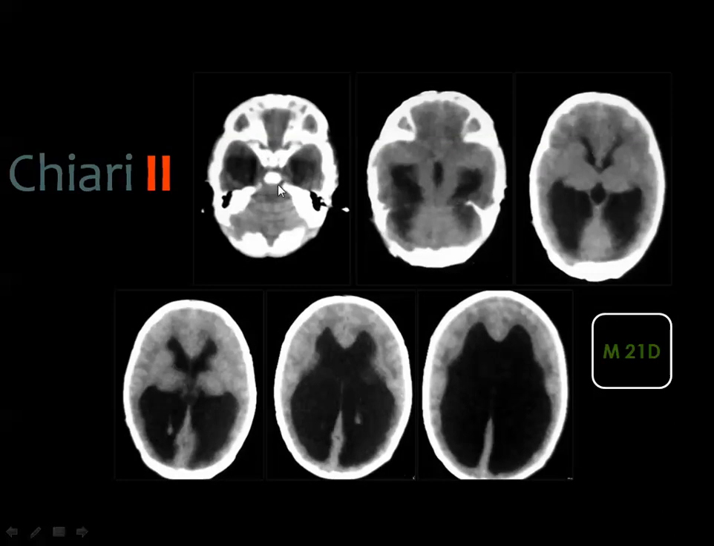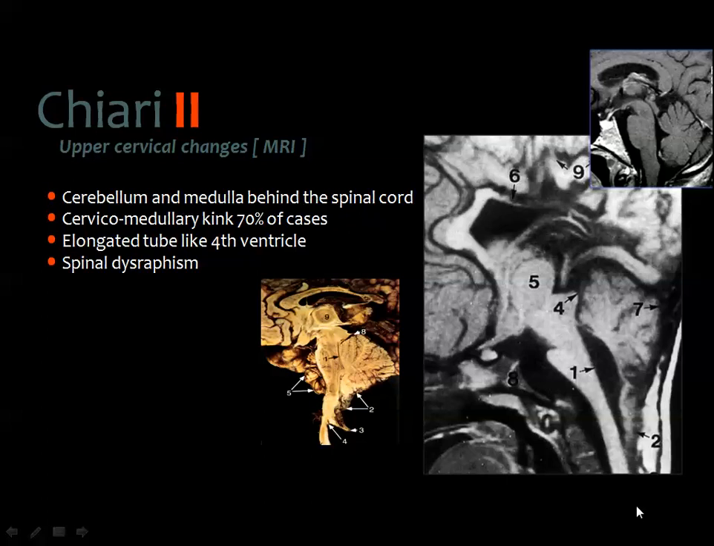Here you can see the posterior fossa is very small. You cannot see the fourth ventricle, and you see supratentorial hydrocephalic changes. Here by MRI, you can appreciate the changes in the upper part of the cervical spinal canal below the level of the posterior fossa. Number one, you will see structures coming down in the upper part of the cervical spinal canal, which include the tonsils, the cerebellar vermis, and maybe a small part of the cerebellar hemisphere, but usually the tonsils and the vermis.